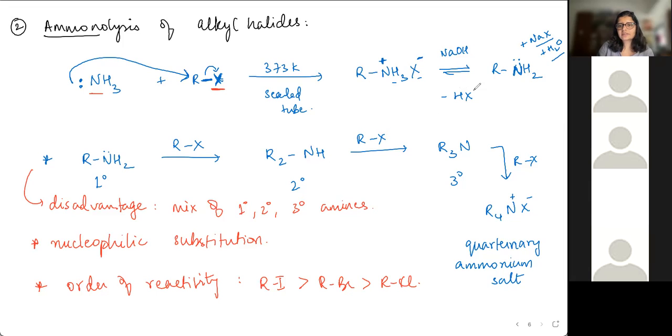The disadvantage is that this reaction can proceed with the amine that is formed. So you end up getting a mixture of primary, secondary, and tertiary amines, depending on how much you're controlling the reaction. Another point, because ammonia is acting as a nucleophile, this is a nucleophilic substitution reaction.